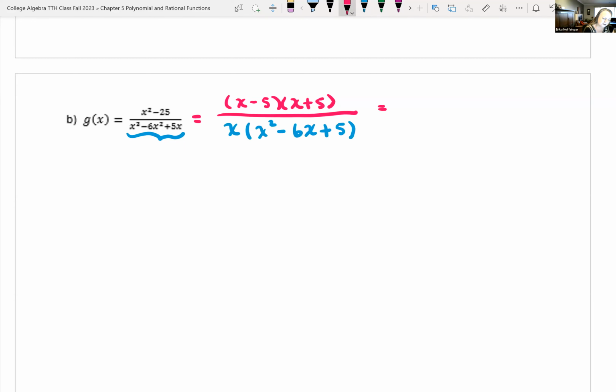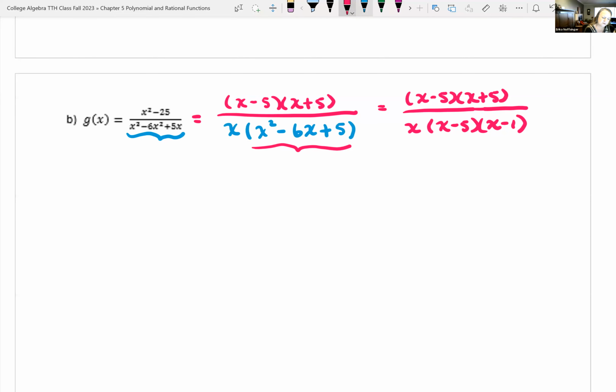Let's go a little further. So our numerator is still x minus 5, x plus 5, all over x times, so factoring x squared minus 6x plus 5. So two numbers that multiply to give us positive 5 and add to give us -6. So that would be positive 5 and positive, oh no, that would be -5 and -1. So x minus 5, x minus 1.